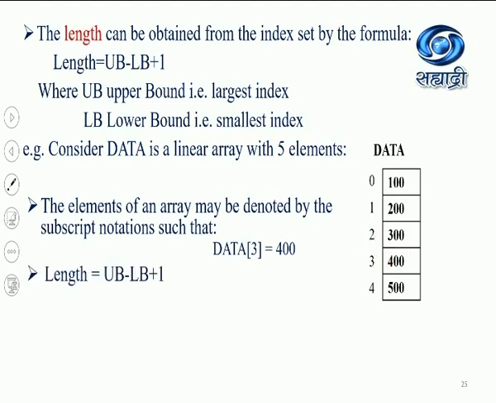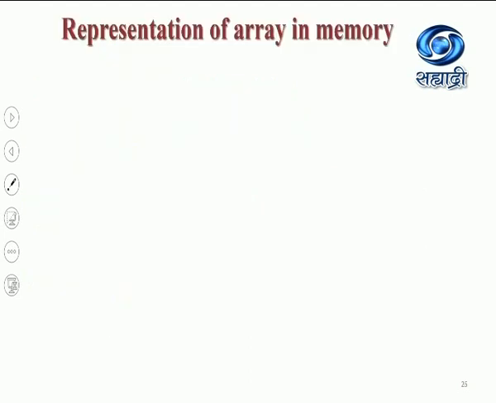The length of the array you can find out: here ub, the upper bound of the array, is 4, lb is 0, plus 1. It means that this particular array data stores 5 elements. You can see how I found it. Then, how can you represent that array in memory?